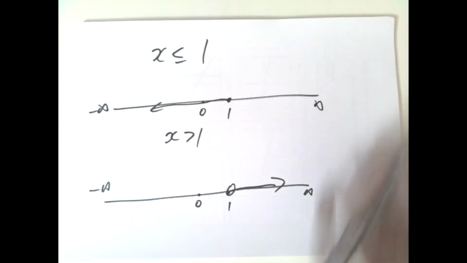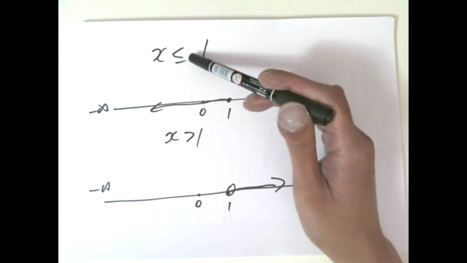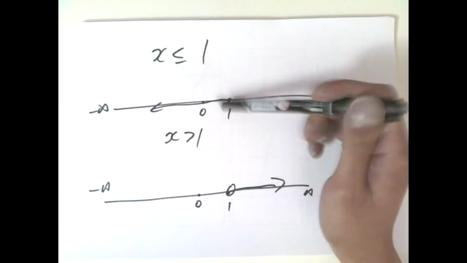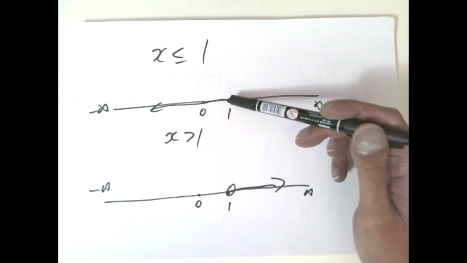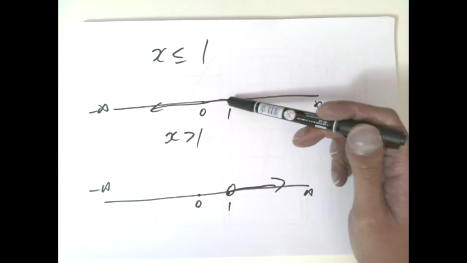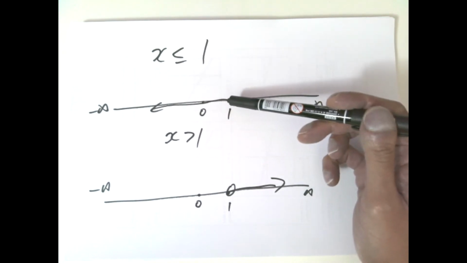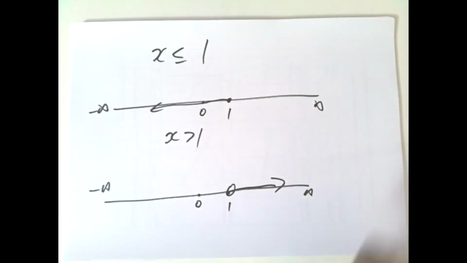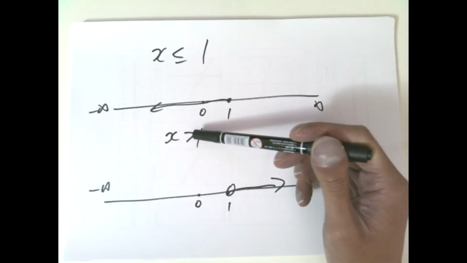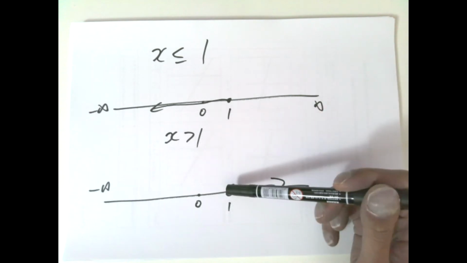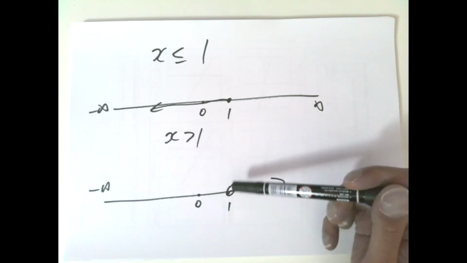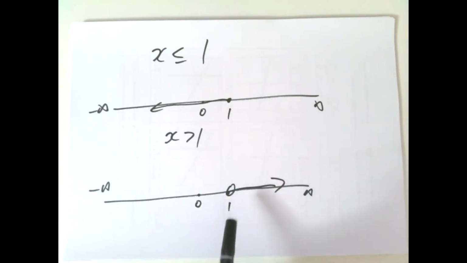we would say that because 1 is being included in this inequality, we'll have a filled dot and shade everything towards the left of 1. Had it been x is greater than 1, because the 1 is not included, it will be an open circle, shading everything to the right of 1.